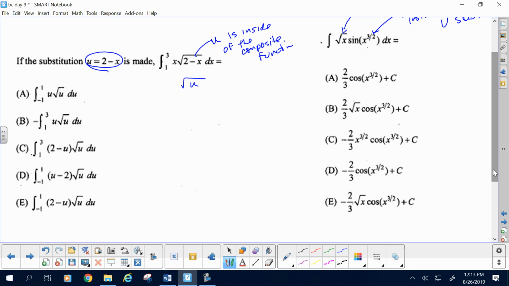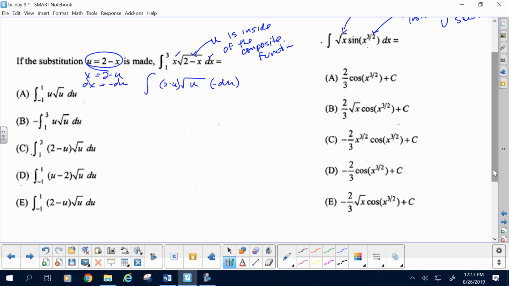So what does x become then? If u is 2 minus x, then x is 2 minus u. Okay? That's been sub 4. What about dx? Well, I would need to take a derivative. Isn't dx equal to, if I take the derivative of x equals 2 minus u, isn't dx equal to negative du? Okay, so I could sub in for dx with a negative du.